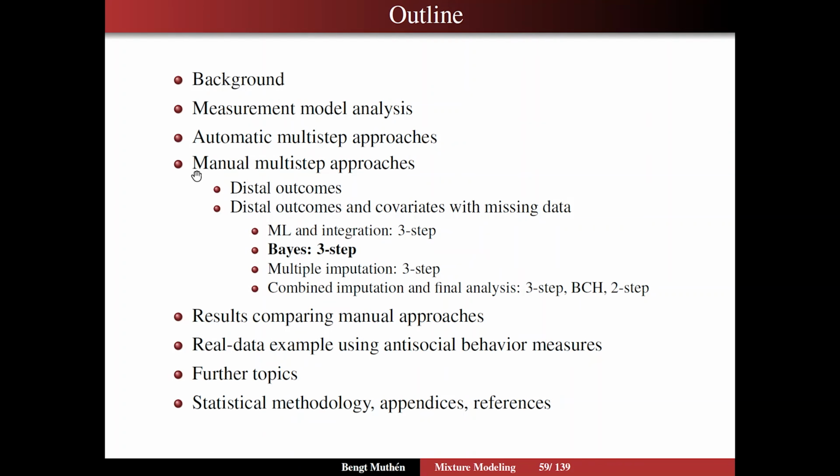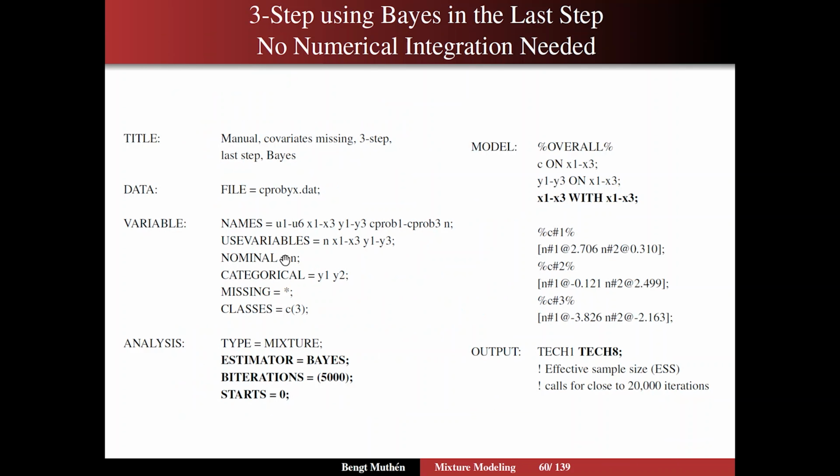So then let's turn to the next manual approach, distal outcomes with covariates missing data, and we are on to Bayes. So here we are for Bayes. 3-step using Bayes in the last step. No numerical integration needed. So the data set is still the CPROBABILITIES because we're still doing a 3-step, albeit in a Bayes framework. So we have the names list here from that data set, and we're going to use x's and y's, but also this nominal most likely class variable.